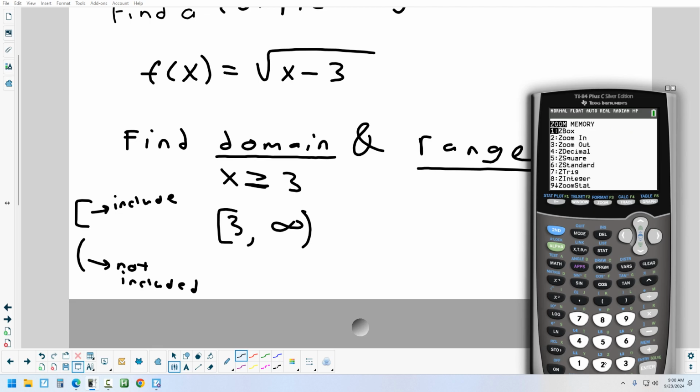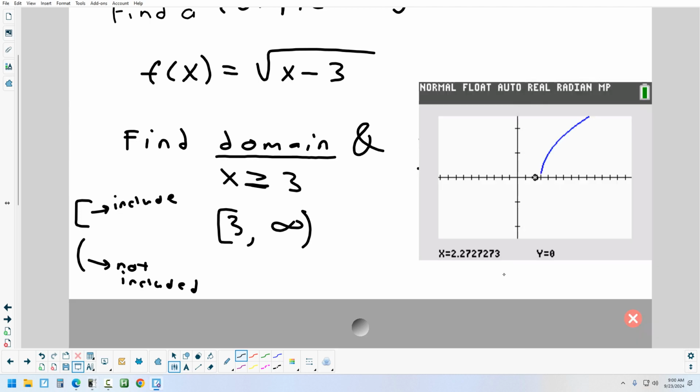And if you want to, you could zoom in. You hit enter. You can see it. Sometimes when it starts to get really steep, the calculator has a little trouble drawing it. But this should really come down all the way. Okay, so the lowest that it goes is 0.